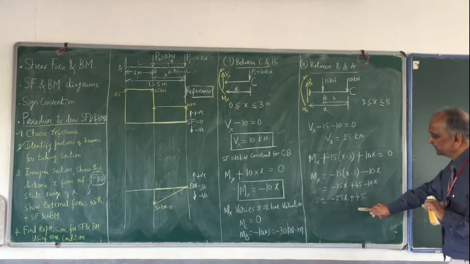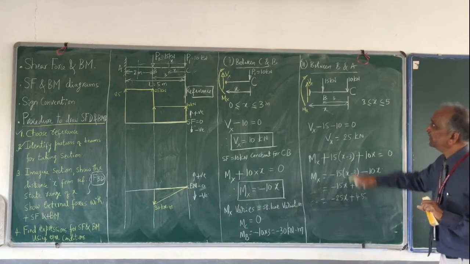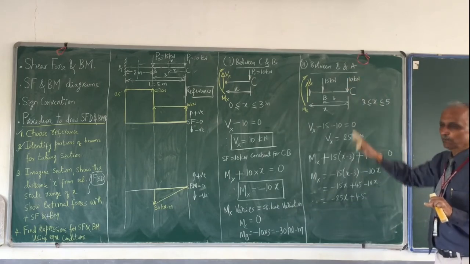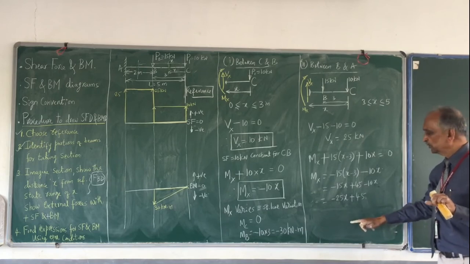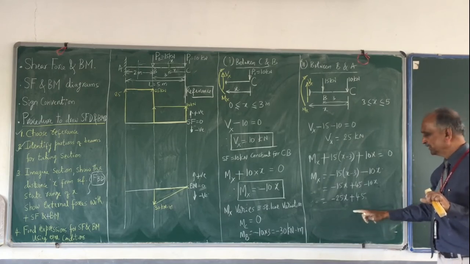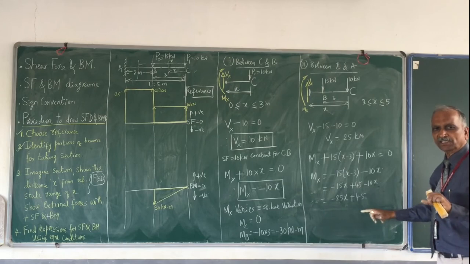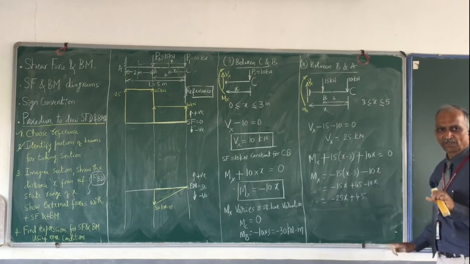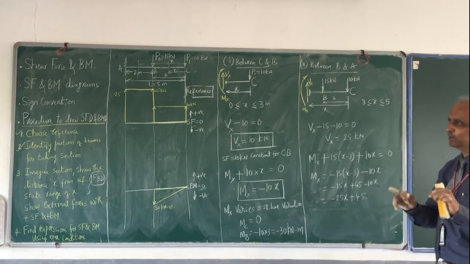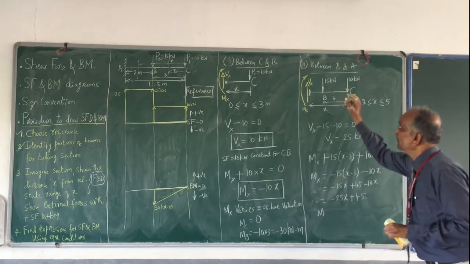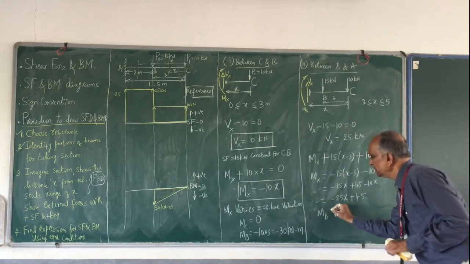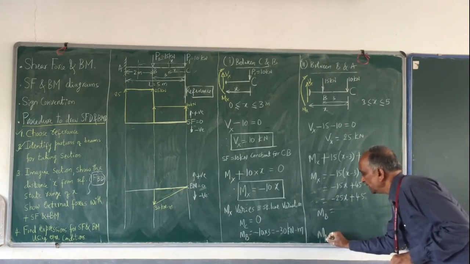What is your first observation? Please write: bending moment between B and A varies according to a straight line. So, it varies linearly. It is a straight line variation. Please write that. To draw a straight line, we need 2 points. Which are the 2 points? The end points: bending moment at B and bending moment at A.